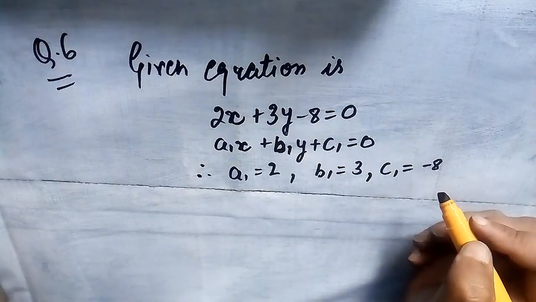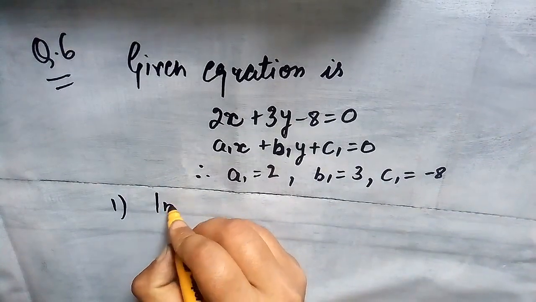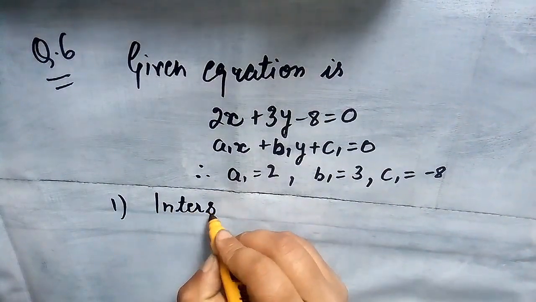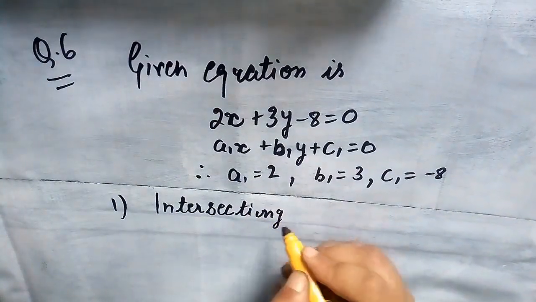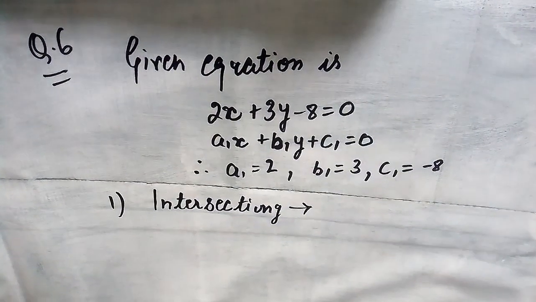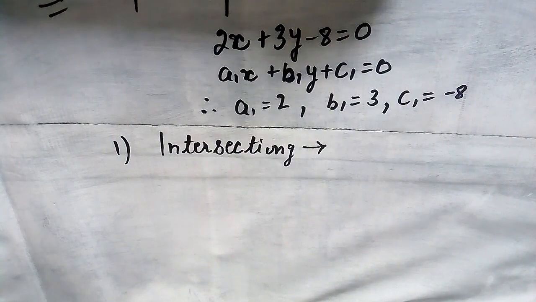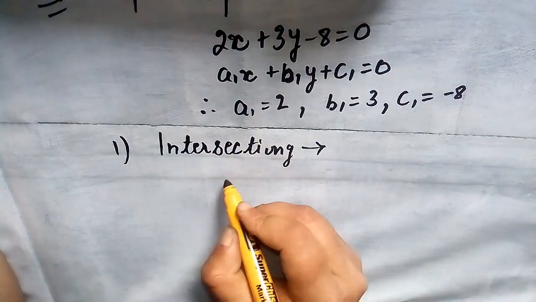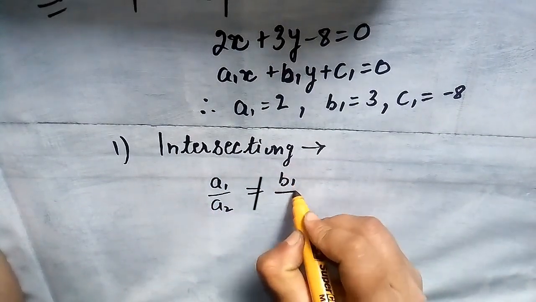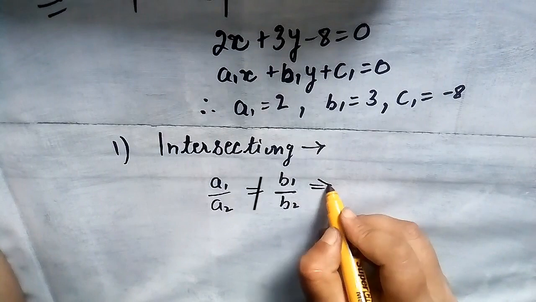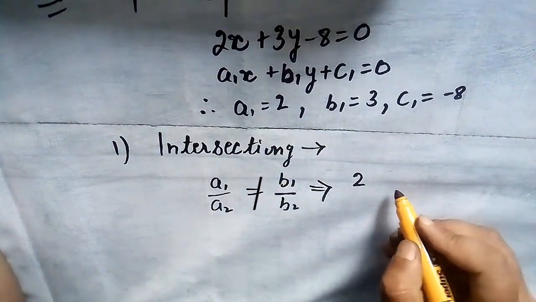Now the first case was intersecting lines, means you have to find out the equation of another line which is intersecting with this. So now how can we find out the other equation? Let us see the method. We know that in the case of intersecting lines, the ratio of coefficients, that is a1 upon a2, is not equal to b1 upon b2. Now let us replace the values of the numerators and let us keep the denominators blank.